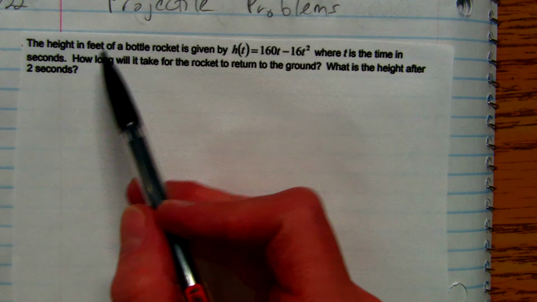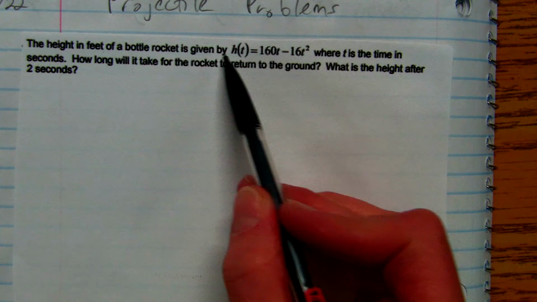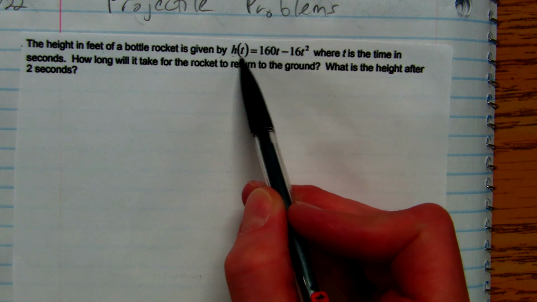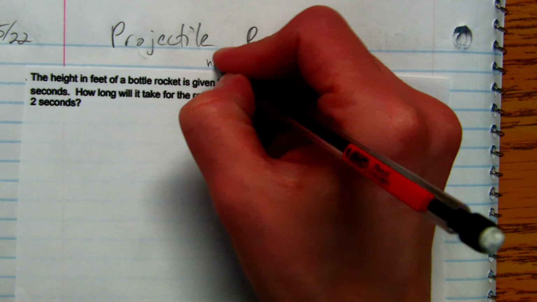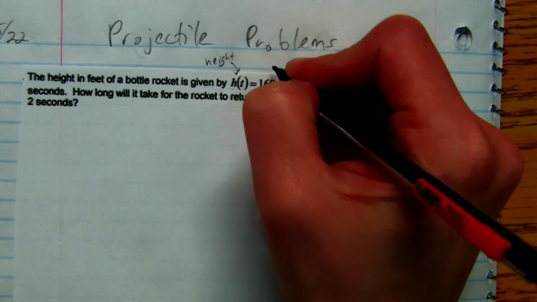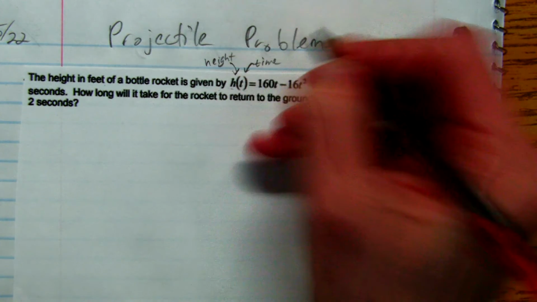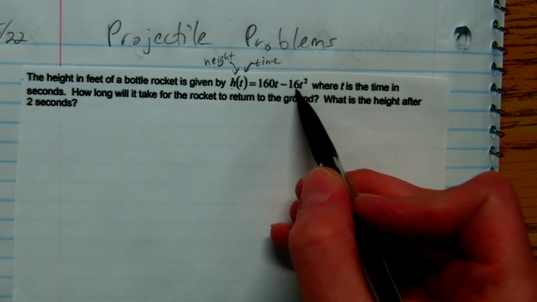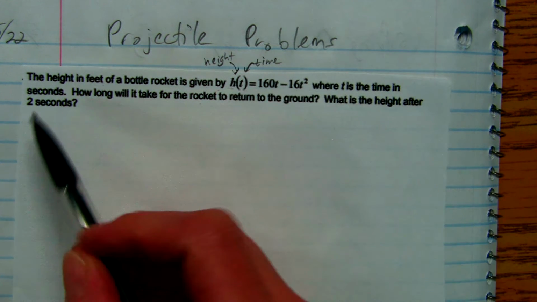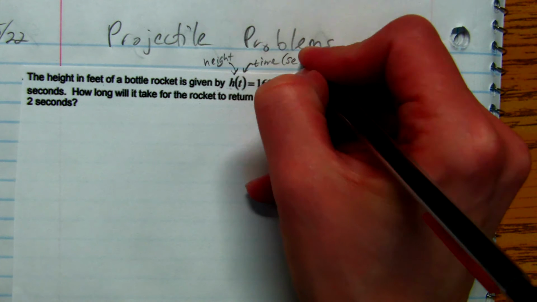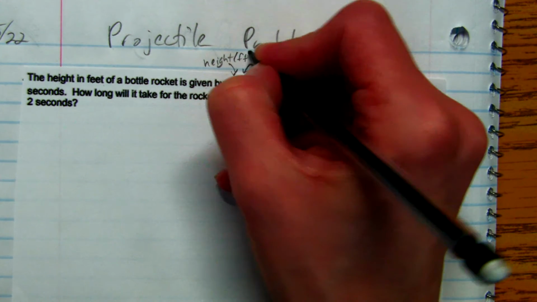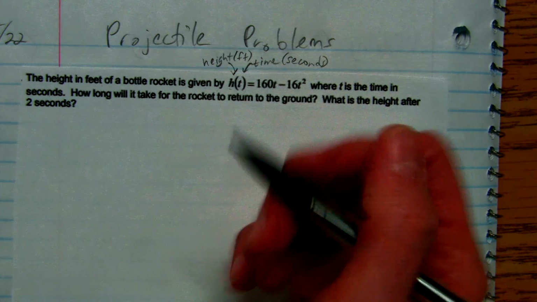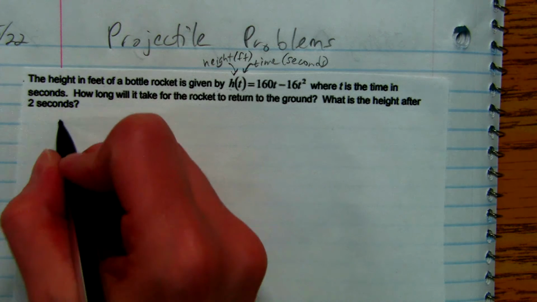So the height in feet of a bottle rocket is given by, and this is function notation, h of t. The h is height, and the t is the time. It's 160t minus 16t squared, where t is the time in seconds. And I believe this height is in feet, even though it's not in the problem. I'm going to explain the different parts of this function to you.